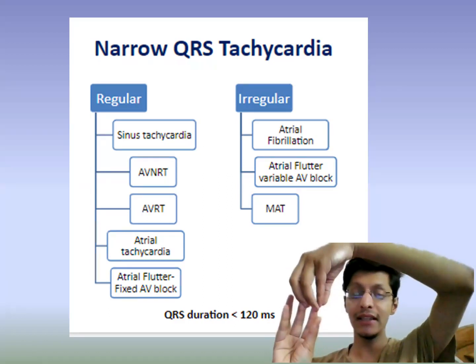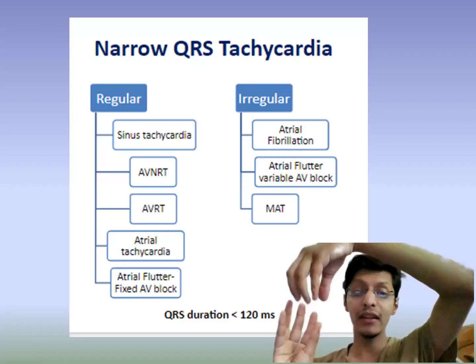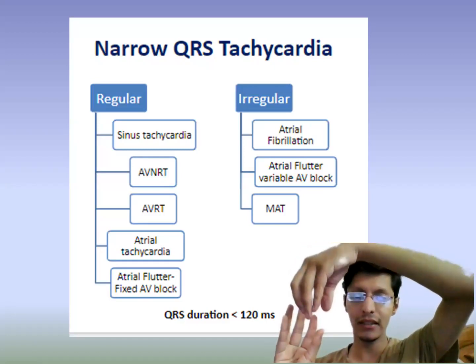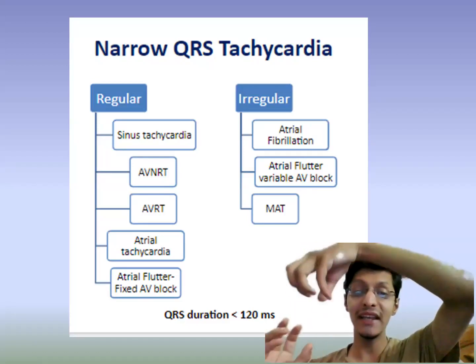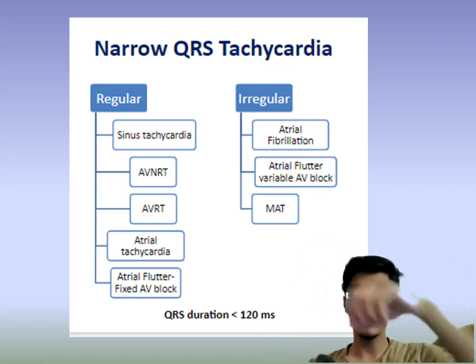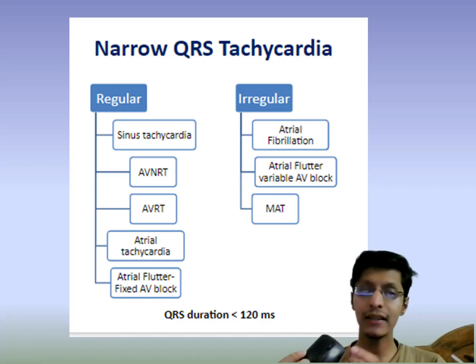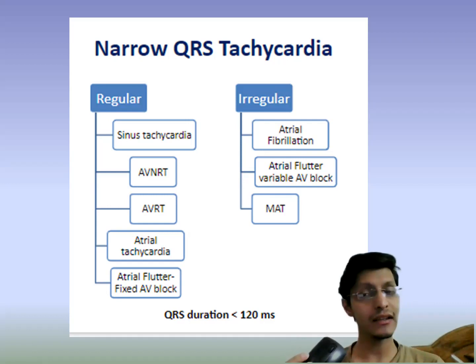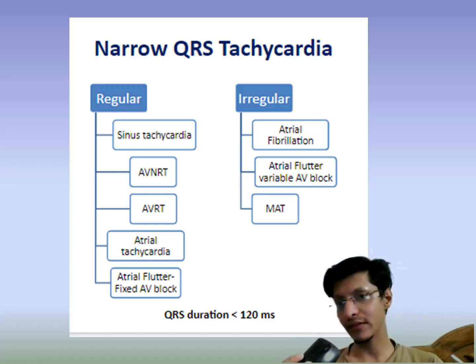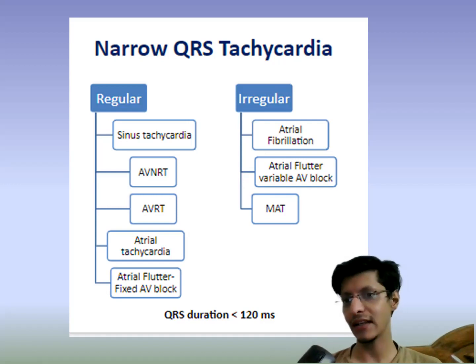So when is the narrow complex tachycardia occurring? When there is a problem in the atria. When there's a problem in the atria, we are saying that narrow complex tachycardia is occurring. Okay, so what are the causes of irregular narrow complex tachycardia?